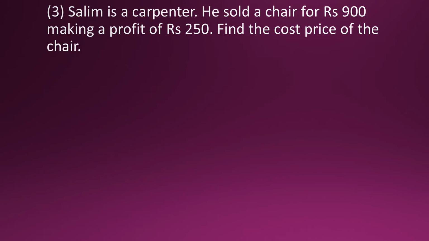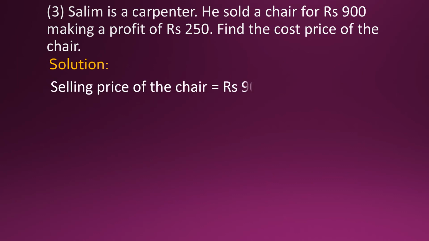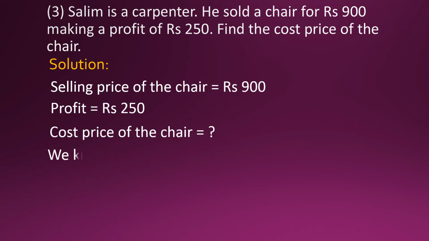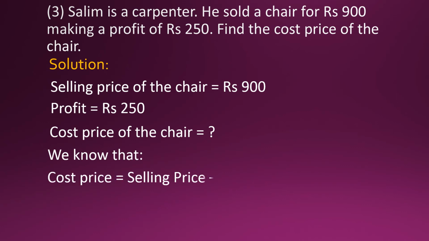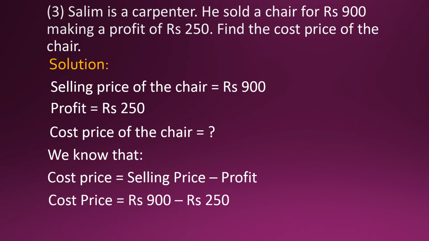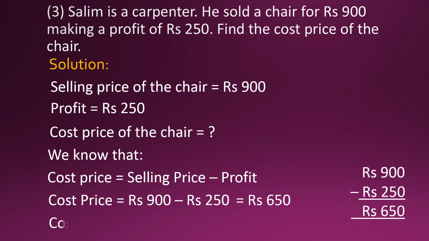Let us solve one more question. Question number 3. Salim is a carpenter. He sold a chair for rupees 900, making a profit of rupees 250. Find the cost price of the chair. See, in this question, selling price of the chair is equal to rupees 900 and profit is equal to rupees 250, and cost price of the chair we have to find out. We know that cost price is equal to selling price minus profit. Now put the value. Rupees 900 minus rupees 250. Now do the subtraction. We get rupees 650. So the cost price of the chair is rupees 650.